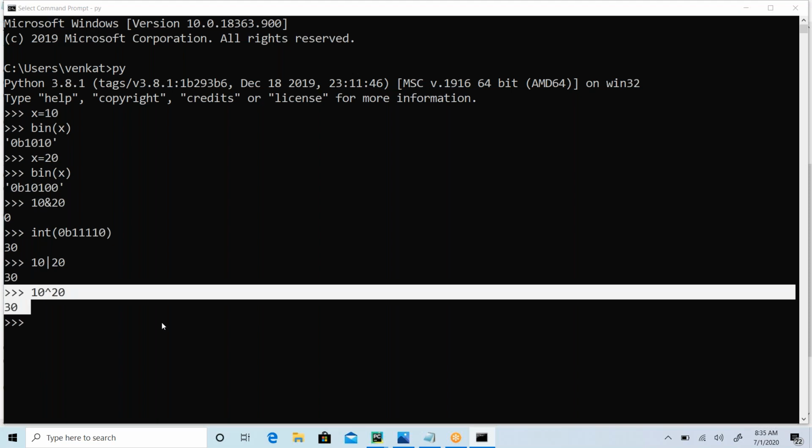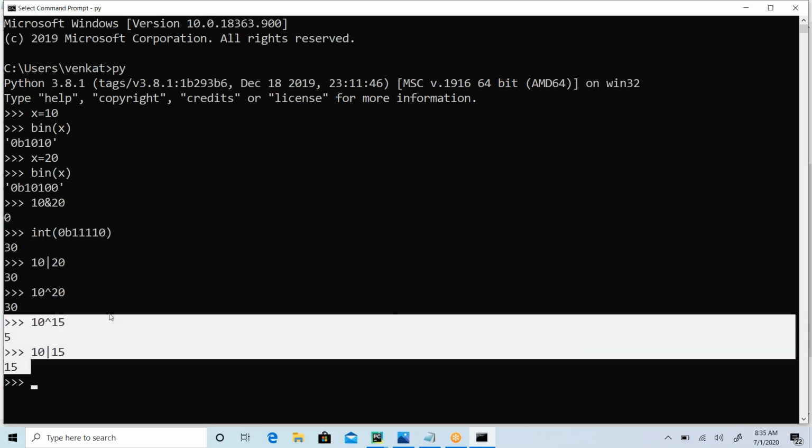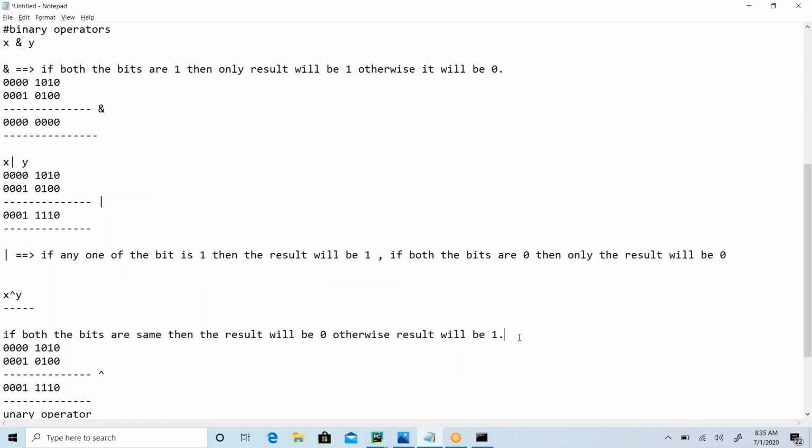If you want to see the difference, maybe 10 and 15: 10 exclusive OR 15, you are going to get 5. 10 OR 15, you are going to get 15. So don't get confused. Are these always going to be the same? No, it depends on the numbers you give; the values change. So you have to remember these points to answer it correctly.